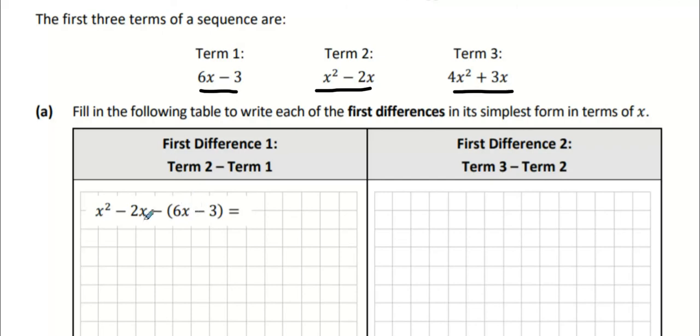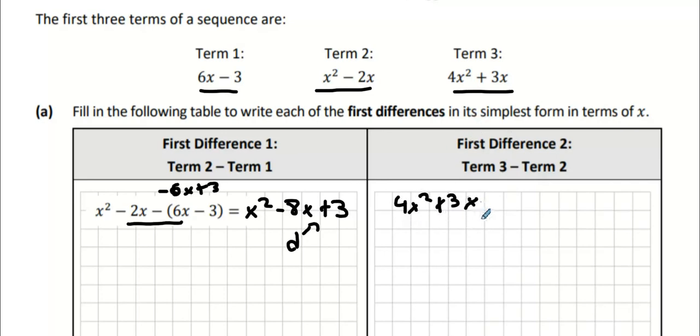Okay, so that's going to be x squared minus 2x minus another 6x and then plus 3. So it's going to be minus 2x minus 6x is minus 8x plus 3. So that's your difference. Okay, and then your second difference is going to be T3 take away T2, which is 4x squared plus 3x take away T2, which is x squared minus 2x, which is minus x squared plus 2x. 4x squared minus x squared is 3x squared. 3x plus 2x equals 5x.